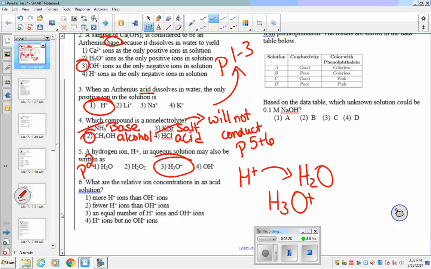What are the relative ion concentrations in an acid solution? An acid should have an excess of H+. So we want to have more H+, less OH-. Choice 2 would describe a base. Choice 3 would describe a pH of 7. And there's not an example of a solution that truly doesn't have H+ and OH- ions. Acid solutions have OH- ions. They just don't have as many of them. You can find this on page 7 in your notes.